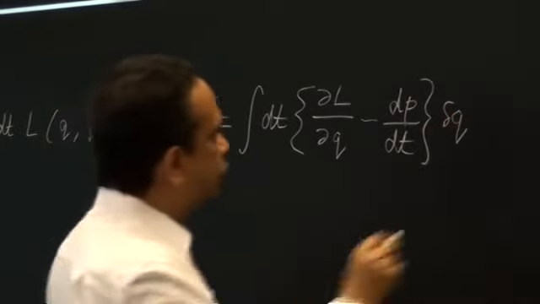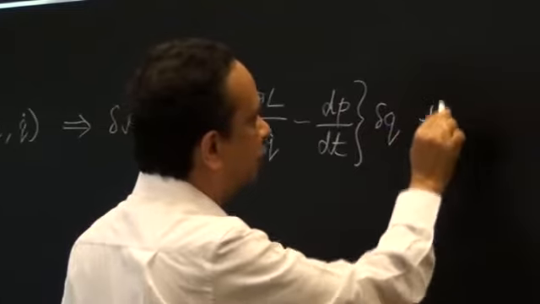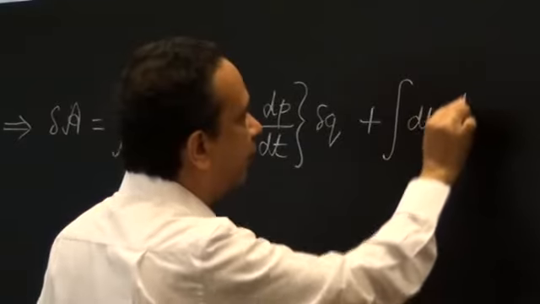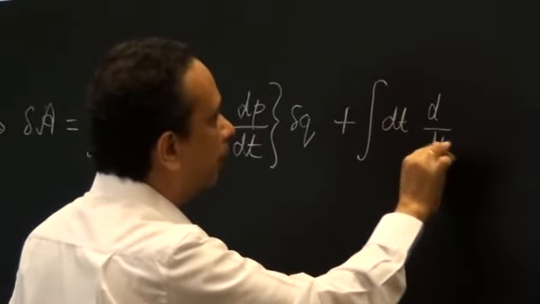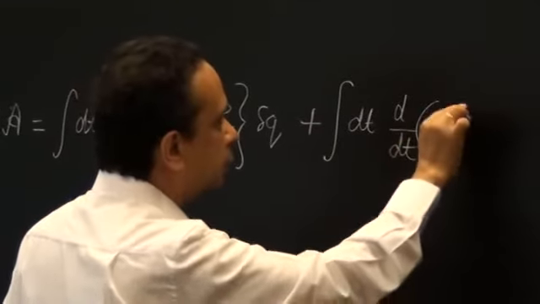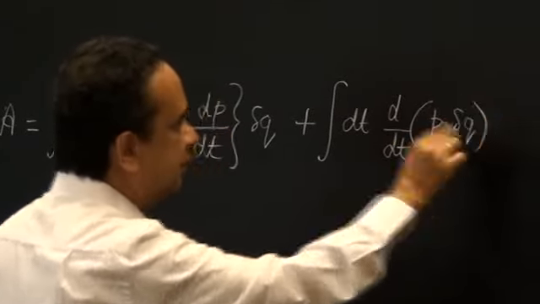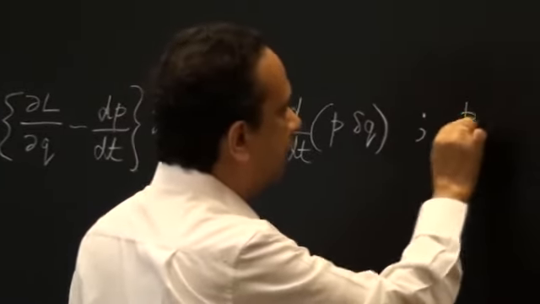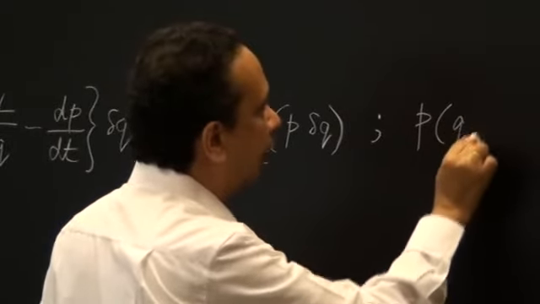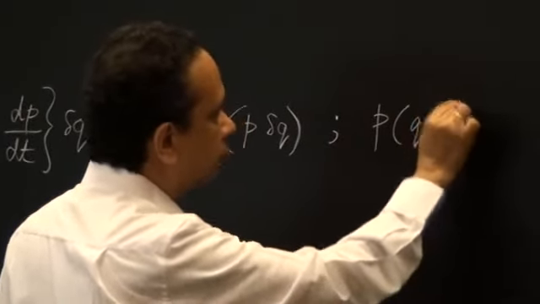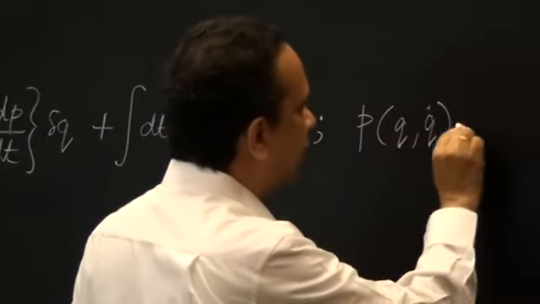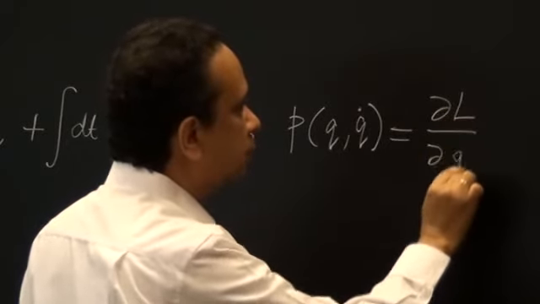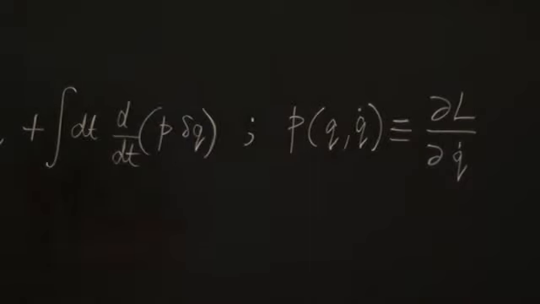Then you have this extra term which you have thrown away, or will usually throw away, which is integral over dt of d by dt of p delta q. This is standard stuff, and the p here is merely a symbol. P is a function of q and q dot. It is not momentum in the sense of Hamilton's mechanics, and it is defined as dL by dq dot. Okay, this is standard stuff.